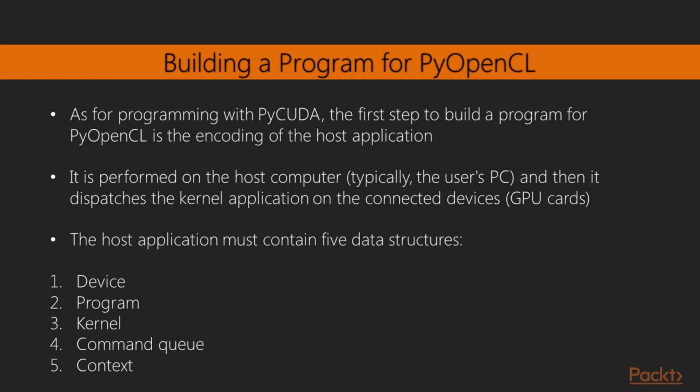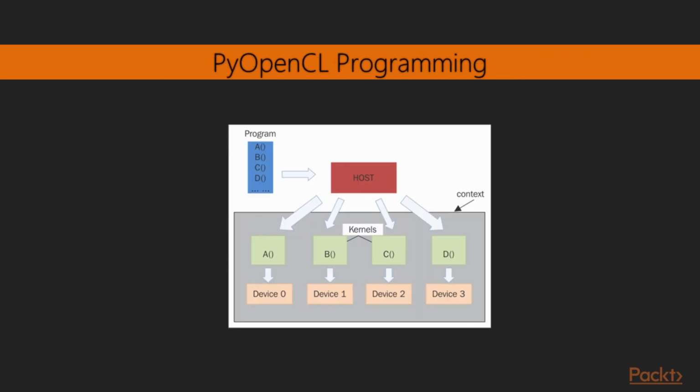5. Context. This is a group of devices. A context allows devices to receive kernels and transfer data. This figure shows how these data structures can work in a host application. Note that a program can contain multiple functions to be executed on the device, and each kernel encapsulates only a single function from the program.